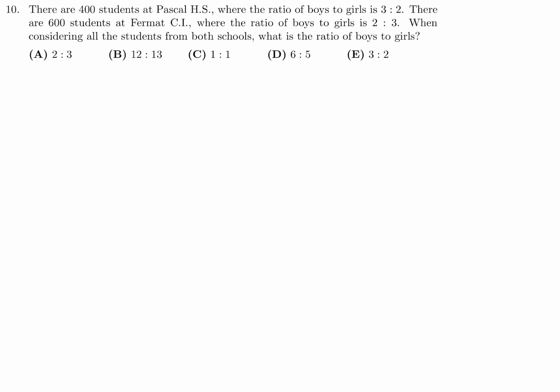There are 400 students at Pascal High School where the ratio of boys to girls is 3 to 2. There are 600 students at Fermat Collegiate Institute where the ratio of boys to girls is 2 to 3. When considering all the students from both schools, what is the ratio of boys to girls? So at the first high school, it's 3 to 2 for boys to girls, and there's 400 students.